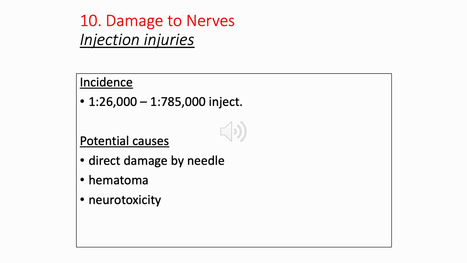Injection injury, luckily fairly rare. Range quoted in the literature, typically closer to 1 in a million, but certainly possible. Potential causes could be direct damage by the needle. This is rare. Typically, I think as you're going in, let's say for an inferior alveolar nerve block, what happens is the neurovascular bundle will kind of roll out of the way. Just like when we're trying to start IVs, if you don't put traction and immobilize the vein, it will sort of roll out of the way.